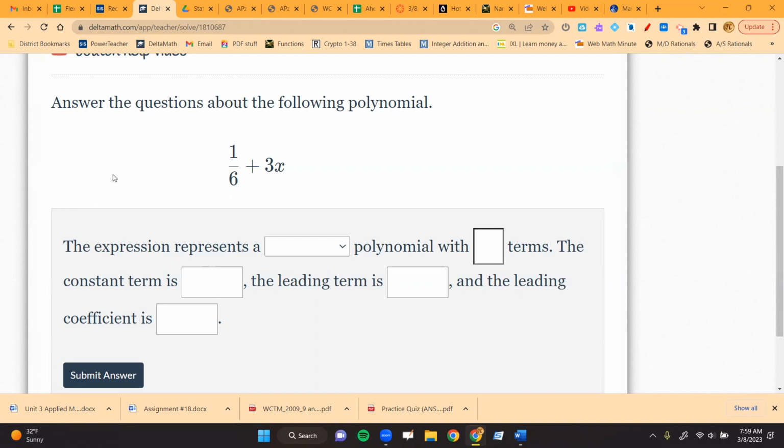So anyways, take a look at this polynomial here. Do you see all the question boxes at the bottom? If I were doing this problem, the first thing it says, the expression represents a blank. I click the drop down and you all see how there's a fraction, but the fraction doesn't contain a variable. So I'm not too worried about that. But you do see the x, right? Does x have an exponent? What is it?